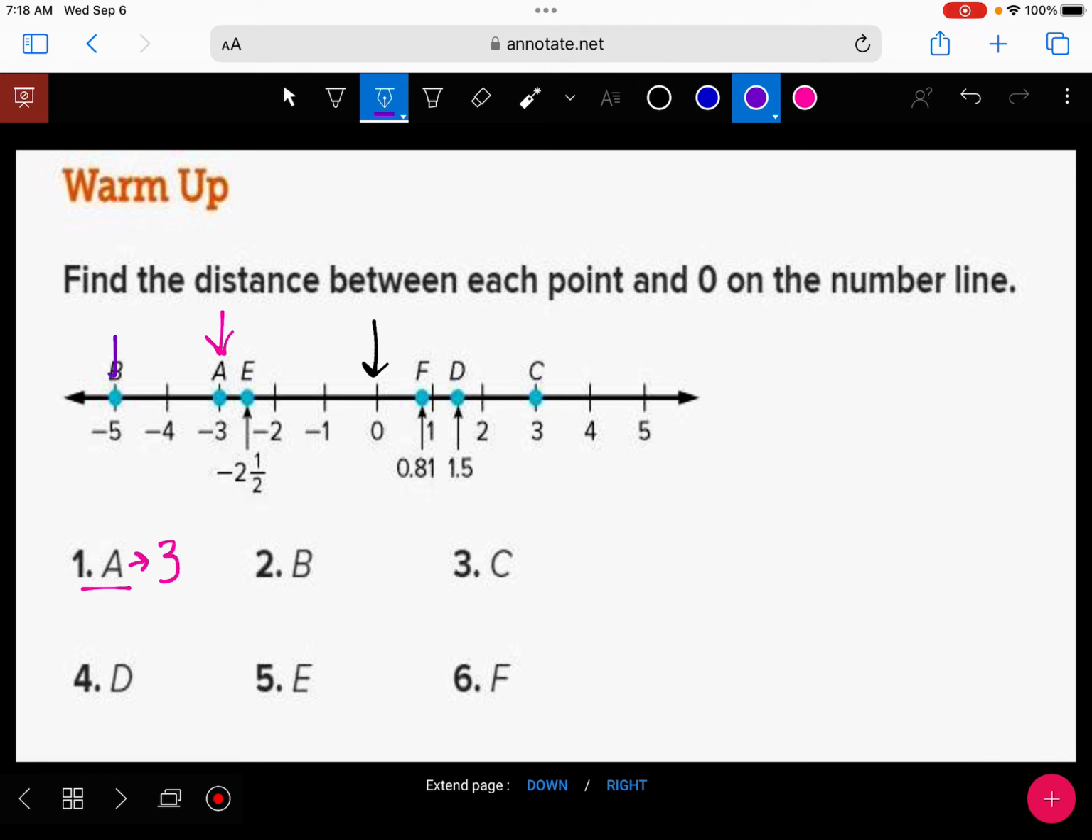So how about for B? How far is it from 0? 5. How about C, which is over here? It's 3. And D, super close, careful how you say it. 1.5 or 1.5, not 1/2. So just be careful. That "and" makes a big difference, surprisingly.